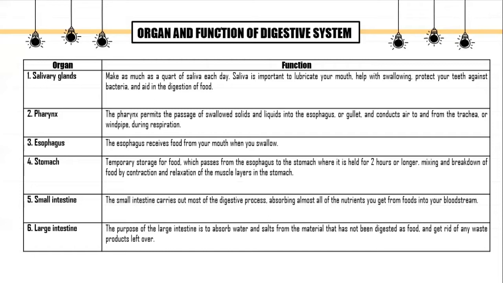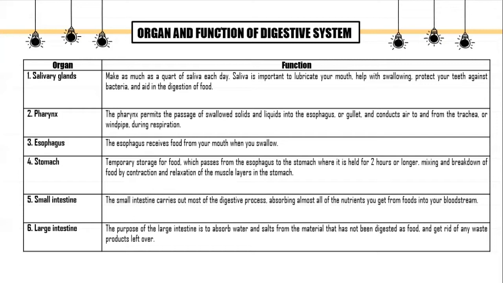Second is the pharynx. The pharynx permits the passage of swallowed solids and liquids into the esophagus or gullet and conducts air to and from the trachea or windpipe during respiration. The pharynx is commonly known as the throat, which is the passageway that extends from the base of the skull to the level of the sixth cervical vertebra.